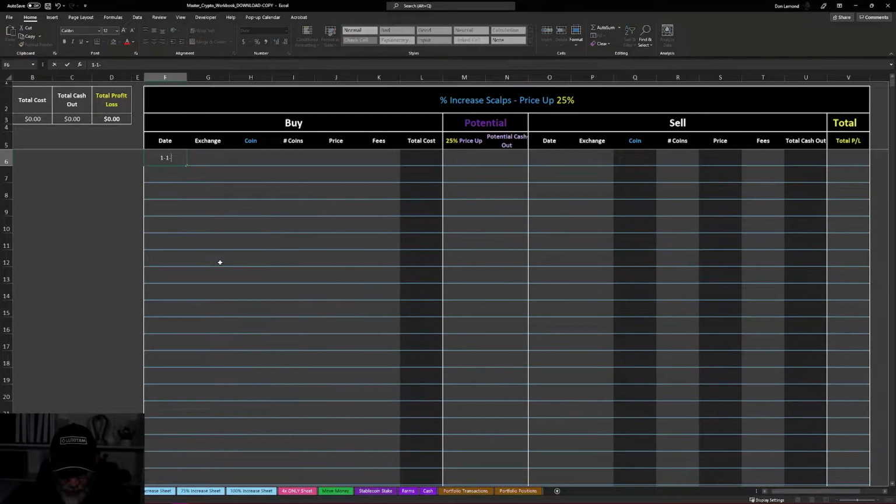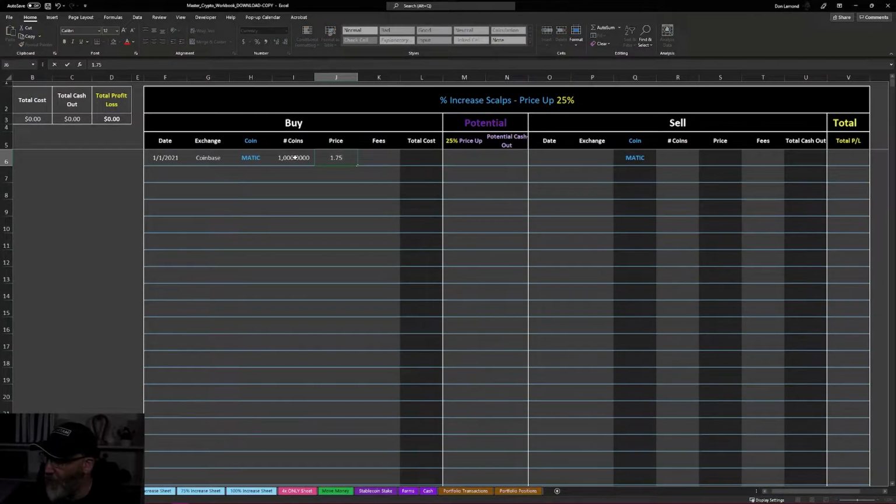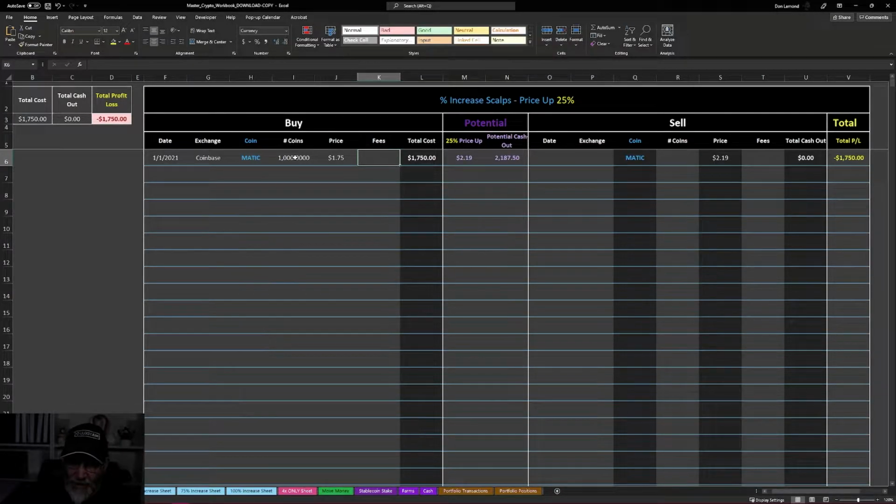So 1/1/2021, and I know I've done this before, but hopefully people. So here's Coinbase. So we go to Coinbase, and then I'm going to do a drop down, and we're going to pick a coin, and this time we'll pick like Matic, and I'm going to buy 1,000 tokens of Matic. The price is $1.75, let's just say, and I paid no fees because I got lucky.